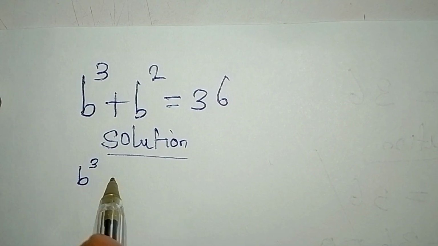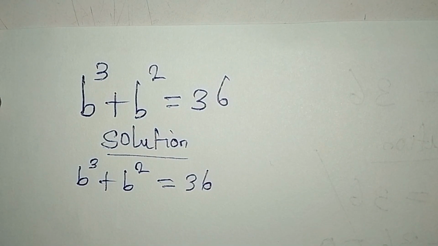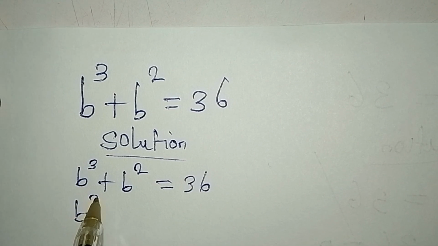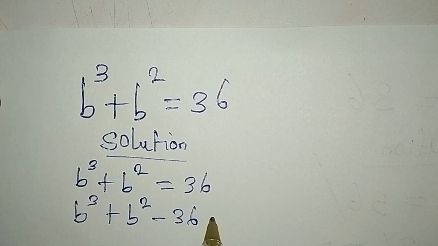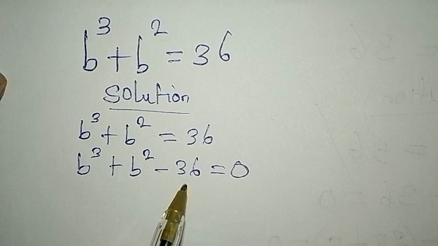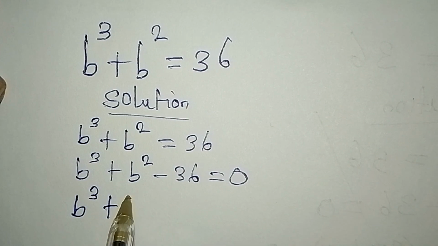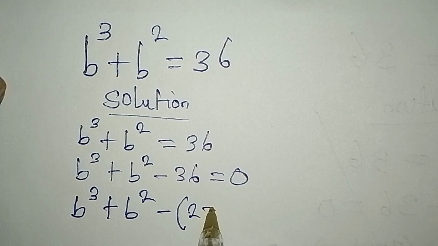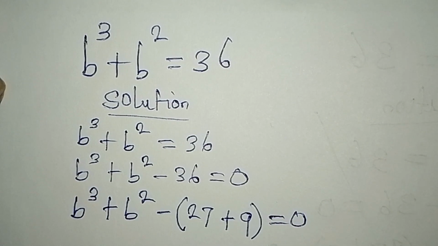We have b to the power of 3 plus b to the power of 2 equals 36. Our next target is to move 36 to the left. So we have b to the power of 3 plus b to the power of 2 minus 36 equals 0. Now the next step is to break 36 into 2. So I'm going to have b to the power of 3 plus b to the power of 2 minus open bracket. This 36 is 27 plus 9. Okay, and then everything is equal to 0.